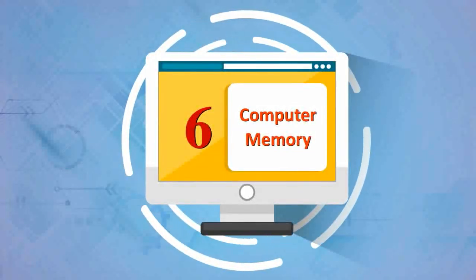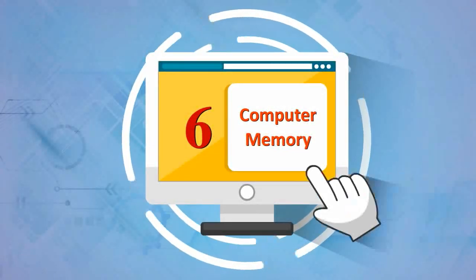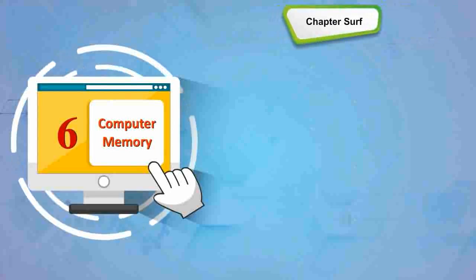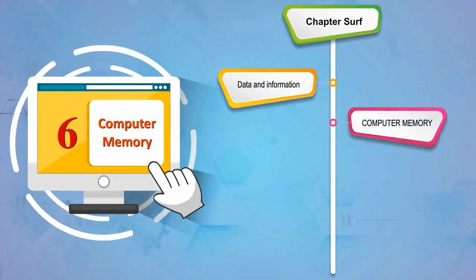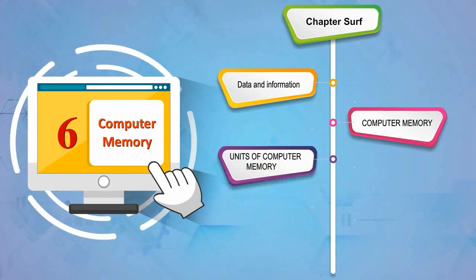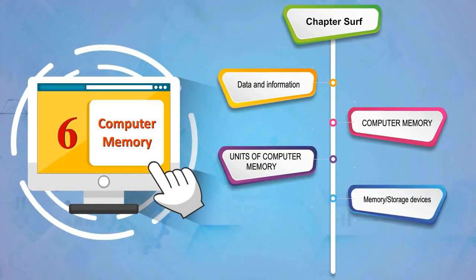Chapter 6. Computer Memory. Chapter 7. Data and Information. Computer Memory. Units of computer memory. Memory storage devices.